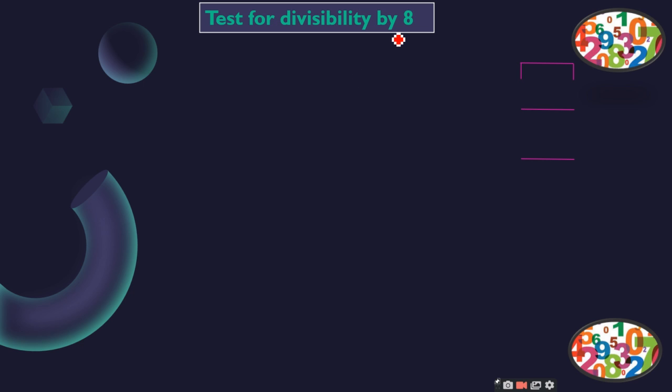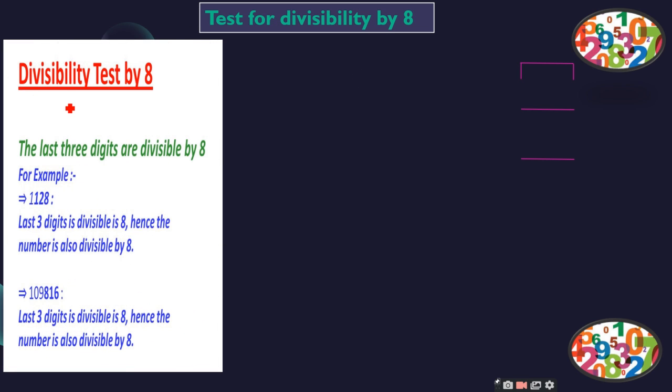Now test for divisibility by 8. The rule is: the last 3 digits are divisible by 8. For example, 1128. The last 3 digits are divisible by 8, hence the number is also divisible by 8. So the last 3 digits are 128 and 128 is divisible by 8. Again, the second example is 109816. Let's see the last 3 digits, and these 3 digits are divisible by 8. So obviously the whole number is also divisible by 8. Here we have 816 and it is divisible by 8.